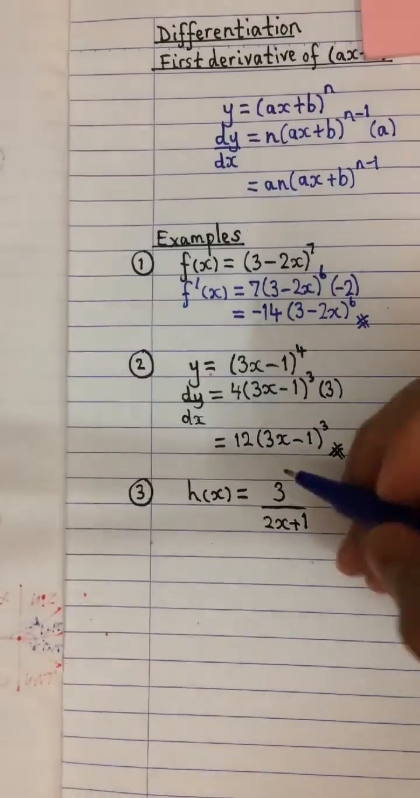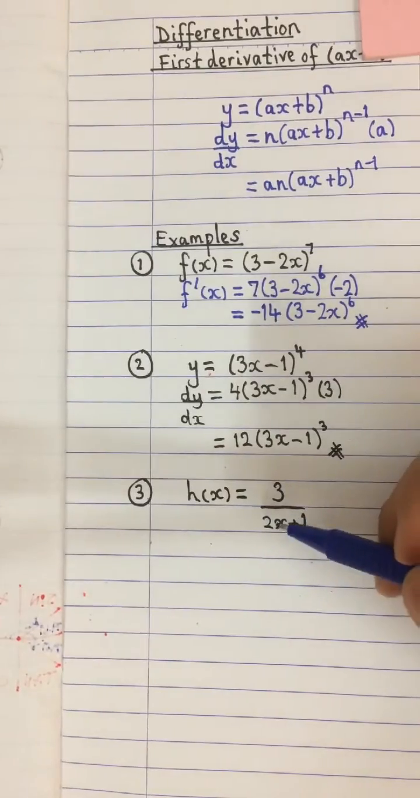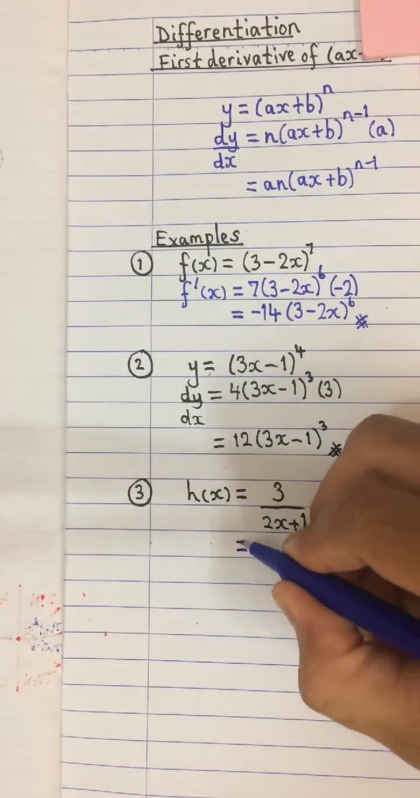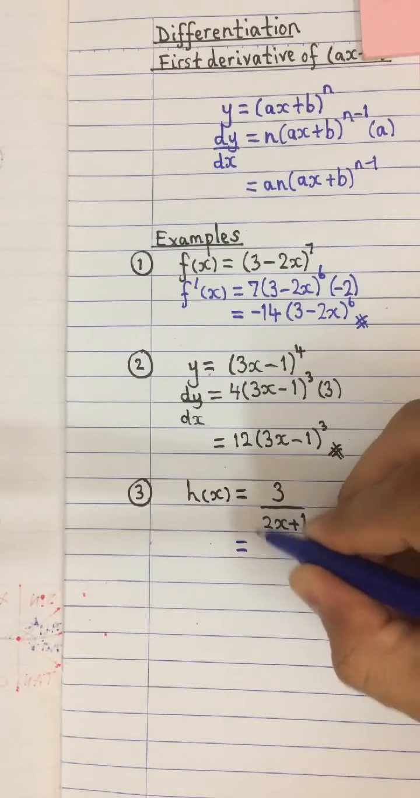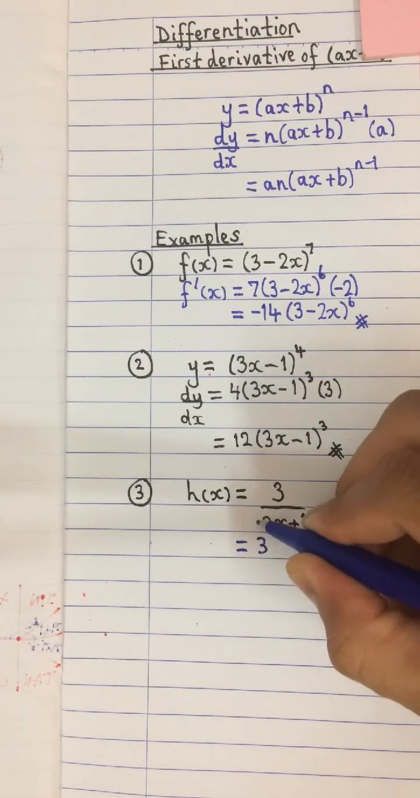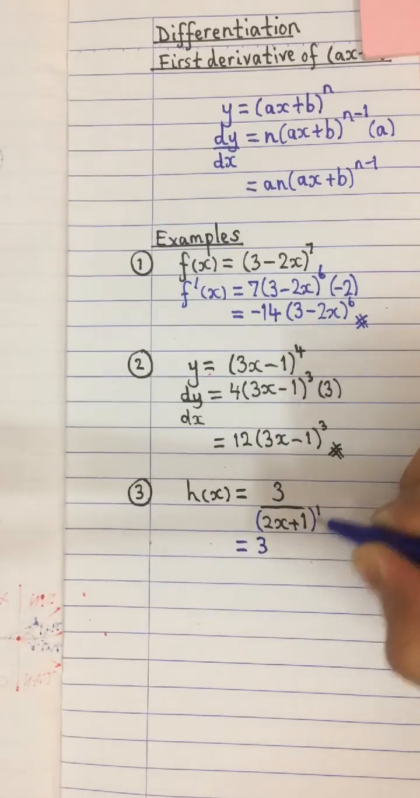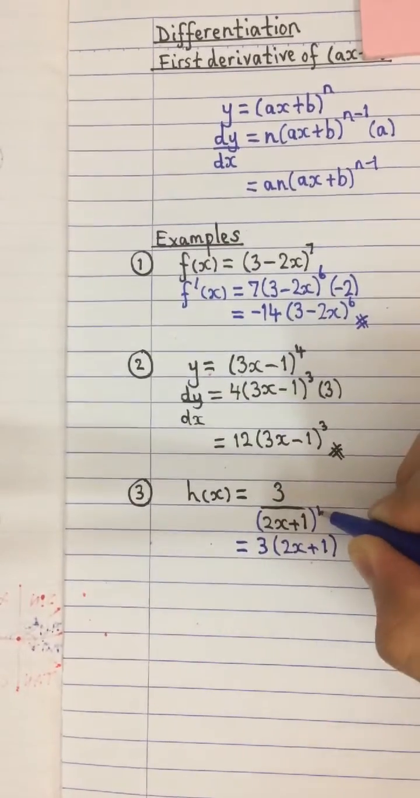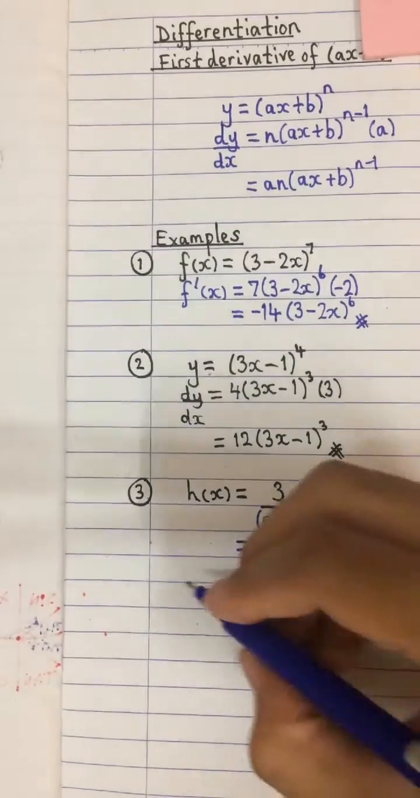Now example number 3, you have h(x) equals 3 over (2x plus 1). The first thing you have to do is modify your fraction. You can bring this up, so you have 3, because this is power 1. When you bring it up, you have (2x plus 1) to the power of 1 becomes negative 1.